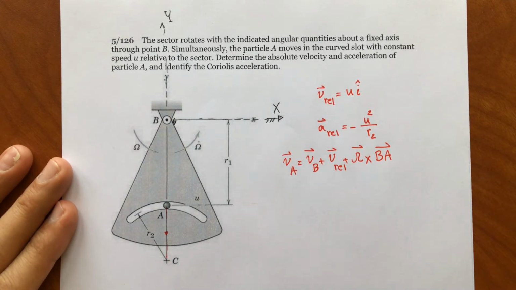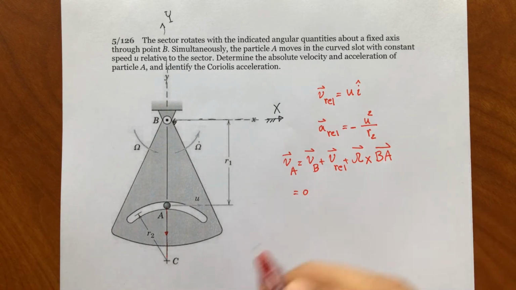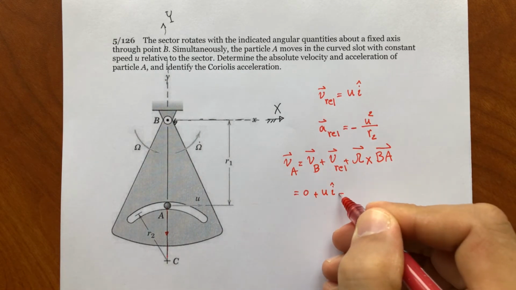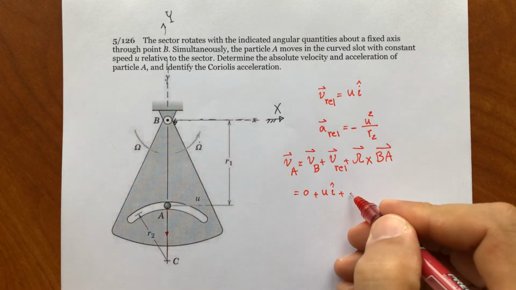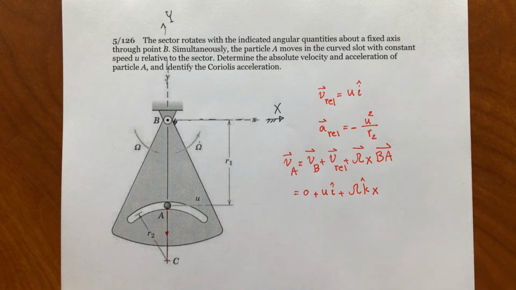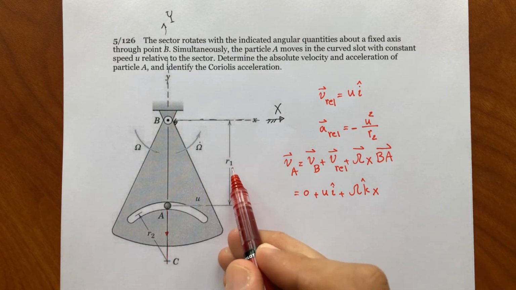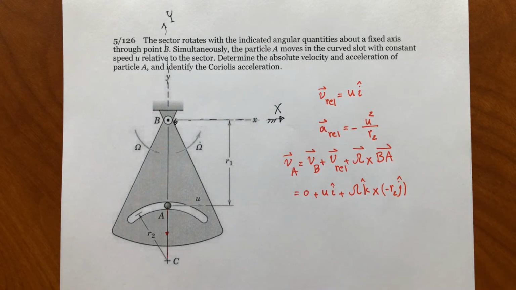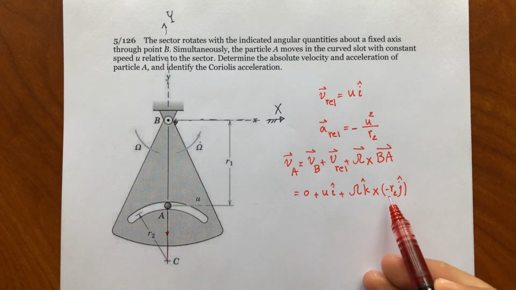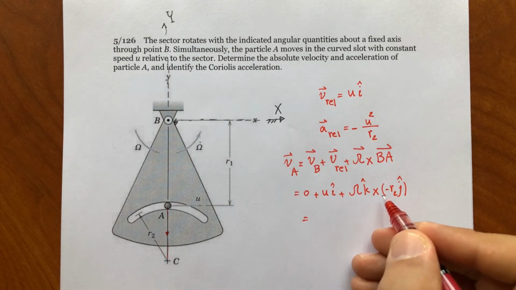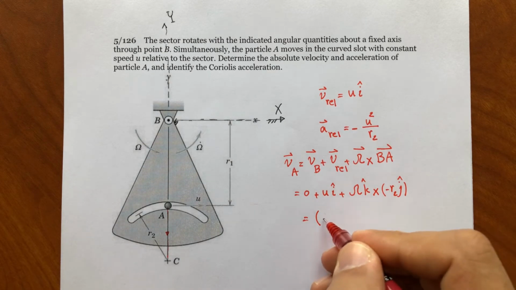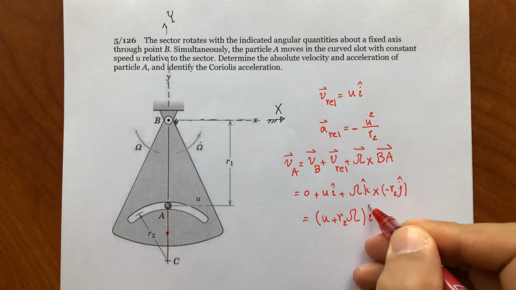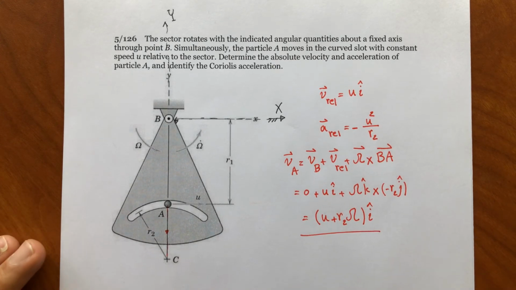BA is my r. So it's going to be equal to velocity of B, which is 0, plus v rel, we found it here, it is u in the i direction, plus omega, which is positive in the k direction, so capital Omega k, cross BA, and BA is r2 in the negative j direction, so negative r2 j. k cross j is negative i, two negatives make a positive, so altogether it's going to be u plus r2 times capital Omega, all in the i direction. So this is going to be the actual velocity of the particle.